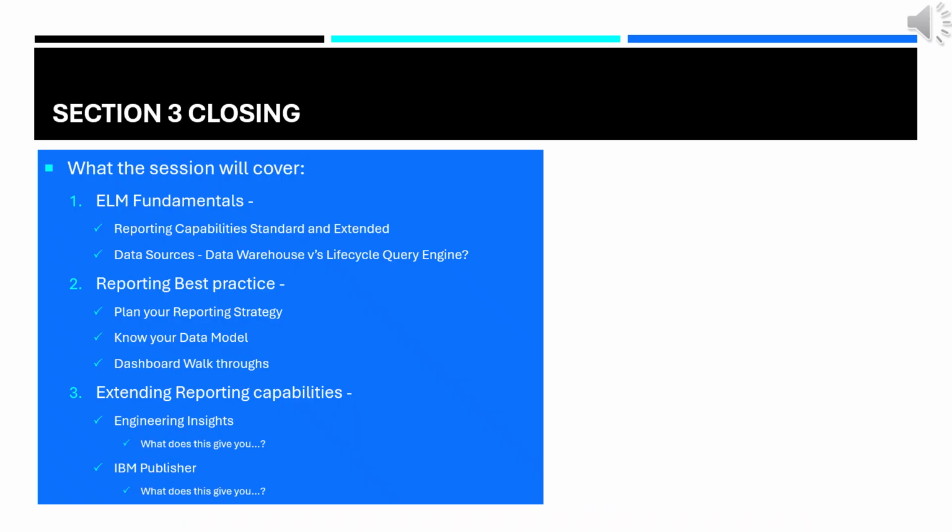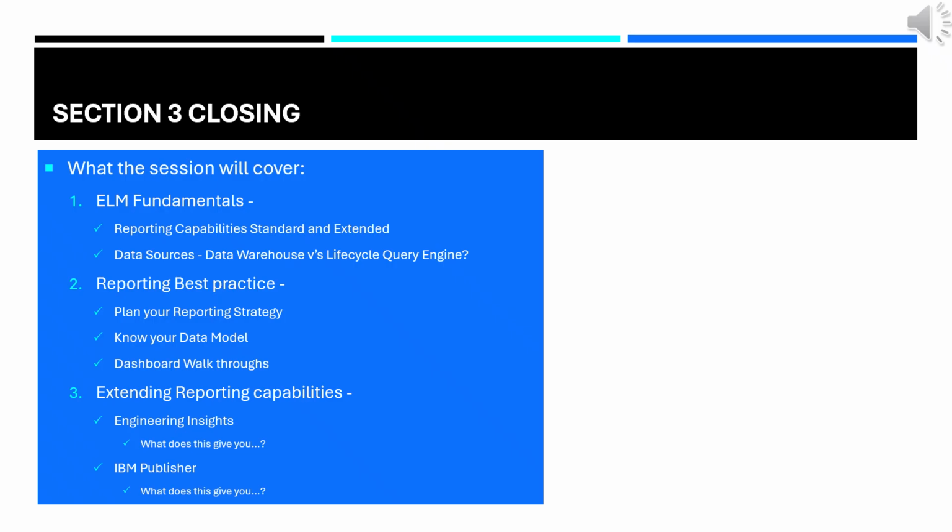So that brings section 3 to a close. Just as a recap on what we've covered in this session, we covered the ELM fundamentals. That's not a band. We covered the reporting capabilities, so what's the standard and what's the extended capabilities. We covered data sources, so the differences between the data warehouse and the lifecycle query engine. We took a look at some reporting best practices.